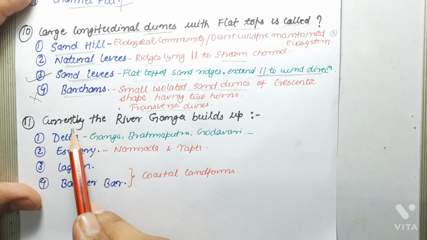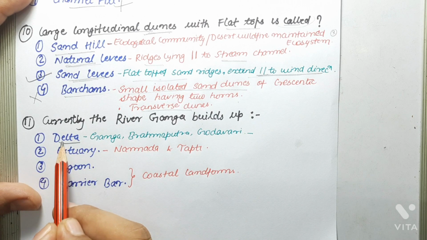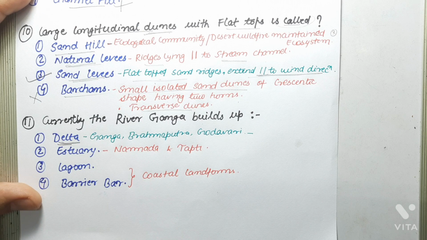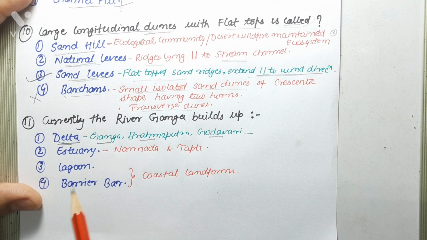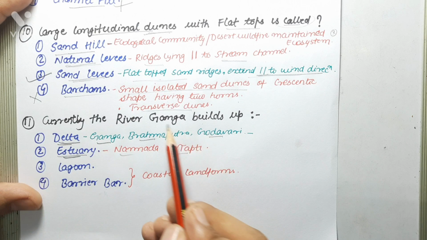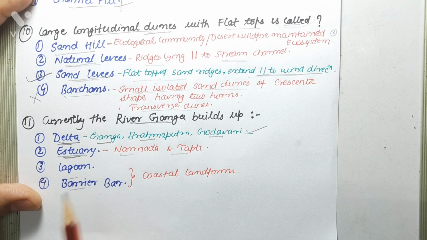Next question says, currently the river Ganga builds up. Okay, so delta. Delta is made by all the eastern flowing rivers like say Ganga, Brahmaputra, Godavari, Kaveri, Krishna, Mahanadi, etc. Okay, and estuary is formed by all the west flowing rivers like say Narmada and Tapti. Okay, so as far as the river Ganga is concerned, river Ganga builds up delta. Lagoon and barrier bar we have discussed in previous question. These are coastal landforms, so these are not associated with river Ganga.